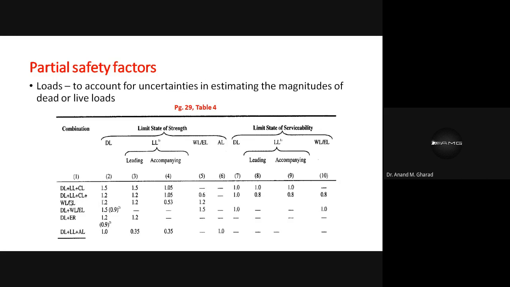Are you getting me? Therefore, the combination of dead load, live load and wind load has two more combinations: dead load plus live load plus wind load, and dead load plus live load minus wind load in x direction. Similarly, dead load plus live load plus earthquake load in x direction, and dead load plus live load minus earthquake load in x direction. Are you getting me?